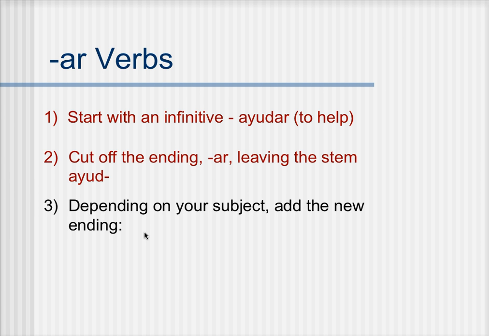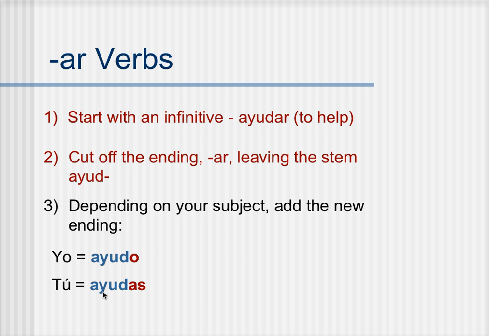Step 3, depending on your subject, you add the new ending. So if the subject is yo, you are adding the O, and now you've formed the word ayudo, which means I help, I do help, or I am helping. Remember that each verb form has 3 different translations to it.